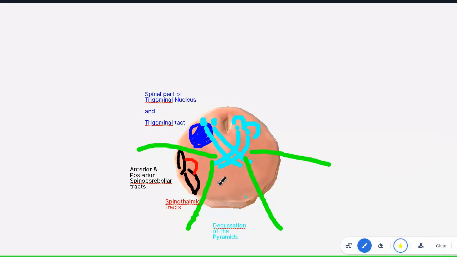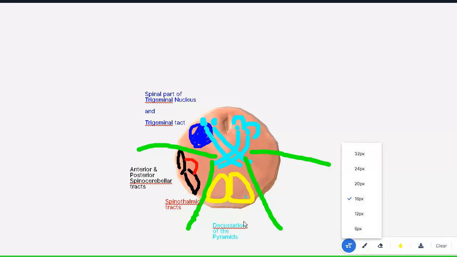Now, just to give it a nice finishing touch, since at the bottom level we had the decussation of the pyramids, superiorly, we're just going to draw a simple pyramidal tract like so. So this would be your pyramidal tract. And obviously it'll be too bright. I can't use yellow here. You won't see it against the white. But just know that this is your pyramidal tract. Decussation down happens below. At this level, you have decussation of the medial lemnisci.